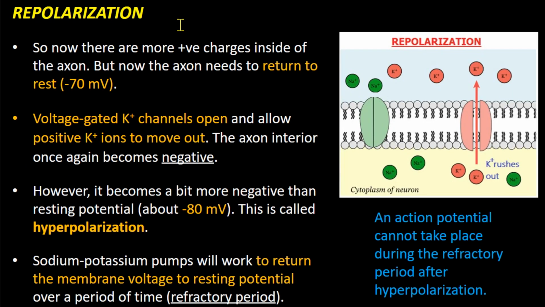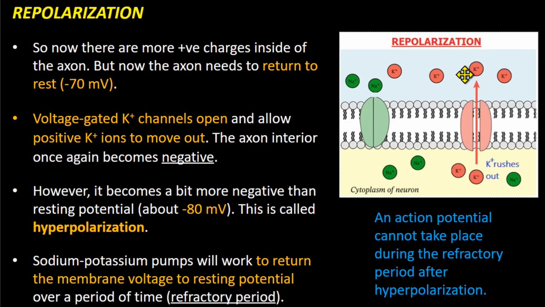So with repolarization now, we are trying to get both sides of the axon polarized once again, where inside would be negative and outside would be positive. Remember, currently inside here is positive because all these sodium ions would have rushed in. Outside would have been negative because it would have lost a lot of these positive charges because they would have rushed into the axon. So there are now more positive charges inside the axon, but the axon needs to return to resting potential, which is negative 70 millivolts. So we need to get these positive charges out of the axon now.